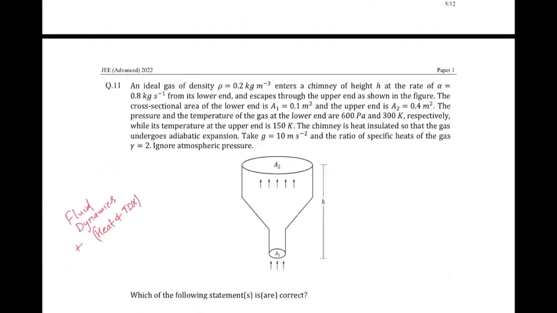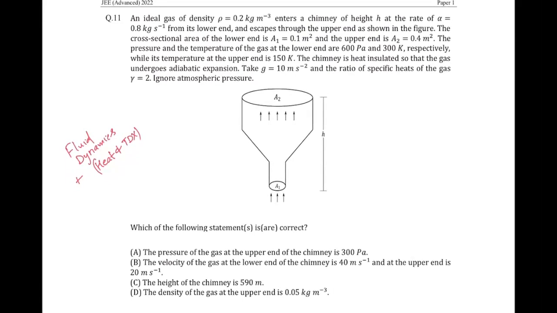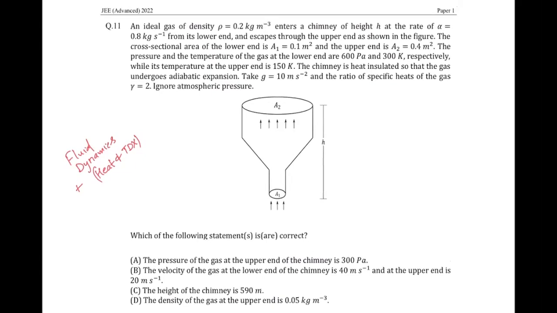Now going to the next one, another MCQ based where they have clubbed the fluid dynamics with heat and thermodynamics. A chimney is there where there is a gas flow happening. You're asked to assume that it is an ideal gas which flows through the chimney of variable cross-sectional area, and based on that you need to club it with fluid dynamics and heat and thermodynamics, adiabatic process they have given.